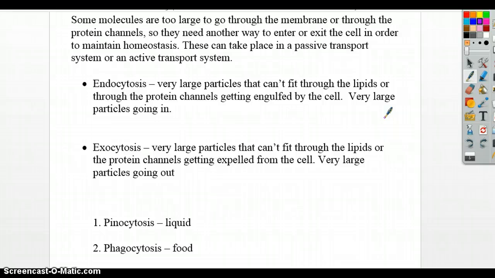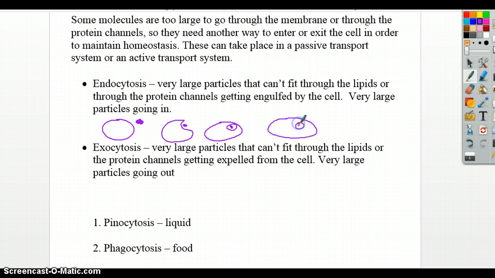And I'm just going to draw a picture for these. Okay, so let's say we have a cell. Here's the cell membrane. And we have this very large particle. It needs to get into the cell for whatever reason the cell needs it. Well, what happens is that very large particle will push on the membrane, push the membrane inward, and now you have that large particle surrounded by a membrane, but that large particle is now in. So you can see it's going in, it's going that direction there.